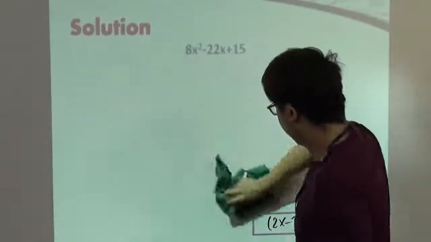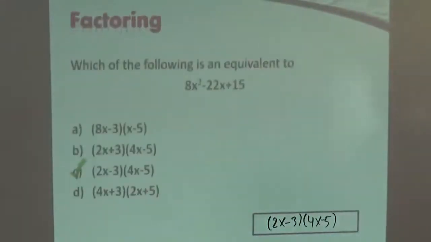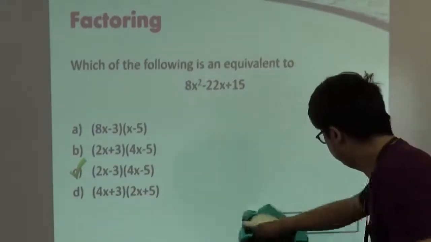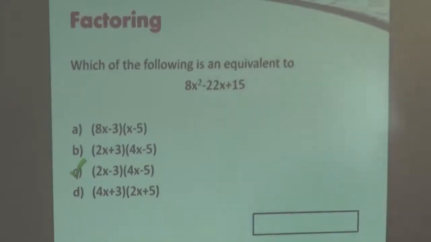So let's check if that's the answer. 2x minus 3 times 4x minus 5. Alright. Move on to the next one.